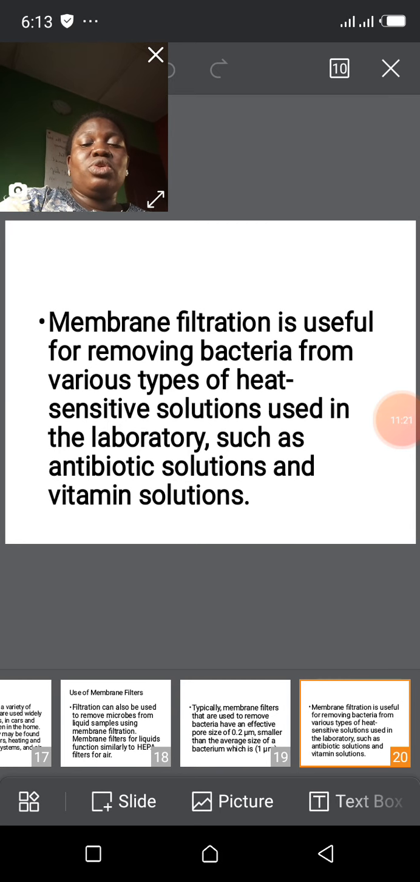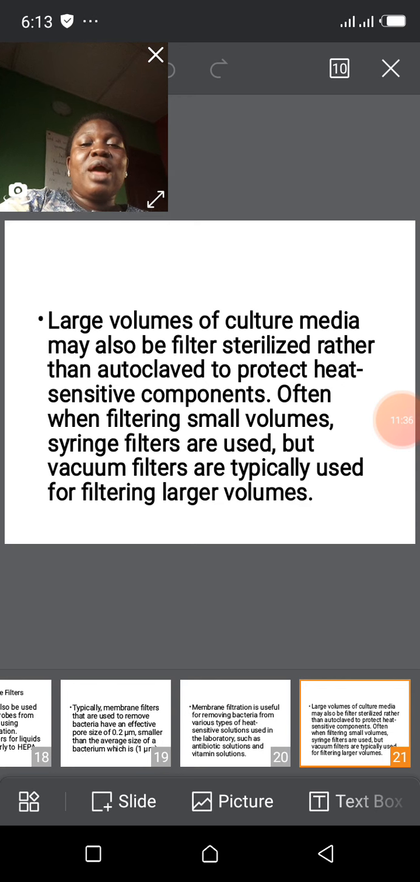Or some vitamin solution. That is why they are not usually sterilized using heat, but what you do is to filter them. They are usually sterilized through the process of filtration by passing them through the membrane filter in order to remove the bacterial content in the samples. Now, a large volume of culture media may also be sterilized this way rather than by autoclaving, in order to protect heat-sensitive components.